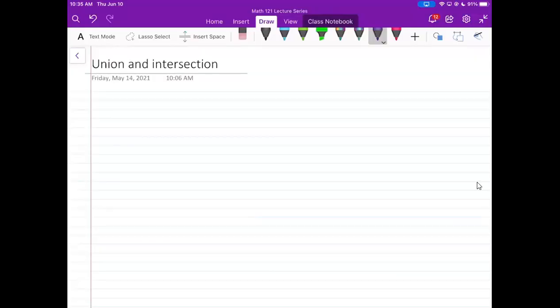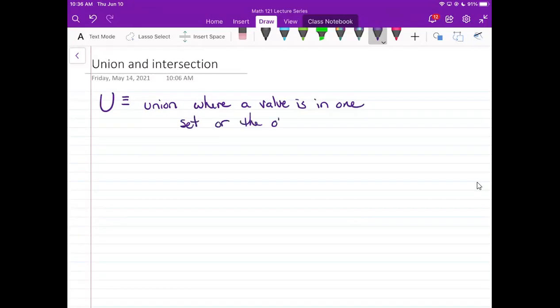Once we're able to represent numbers in interval notation, it's also important to recognize that sometimes two intervals can overlap or intersect each other. There's two symbols that we're going to look at today. The first looks like the letter U, and it represents the idea of a union, where a value is in one set or the other. It does not have to be in both.